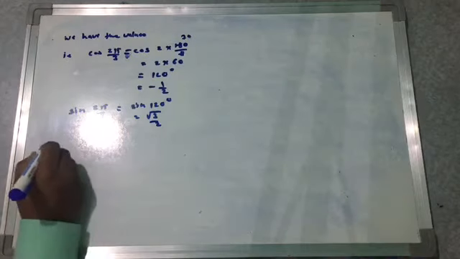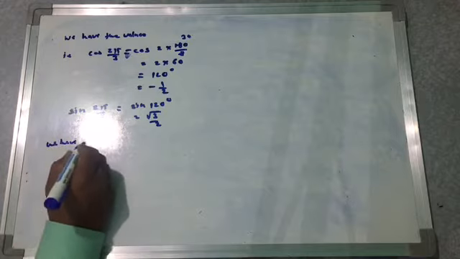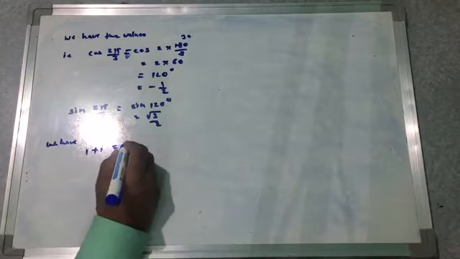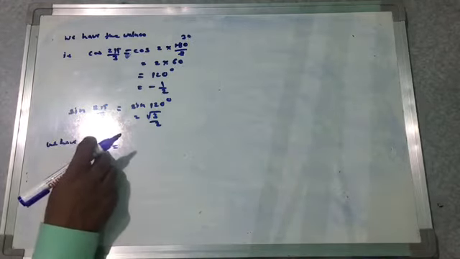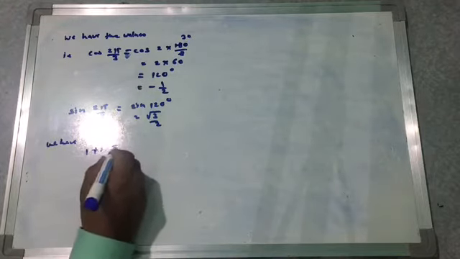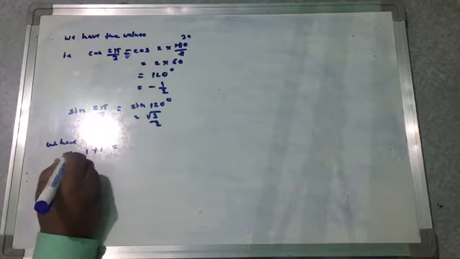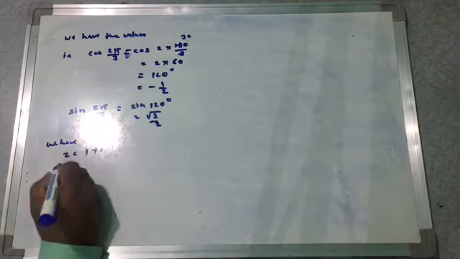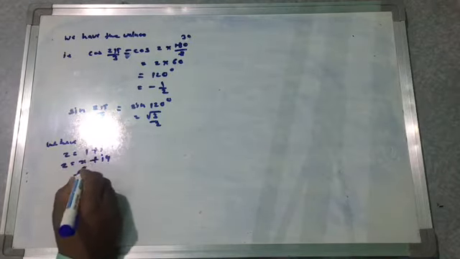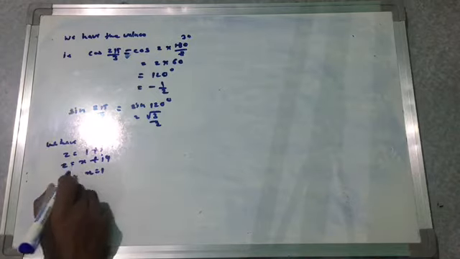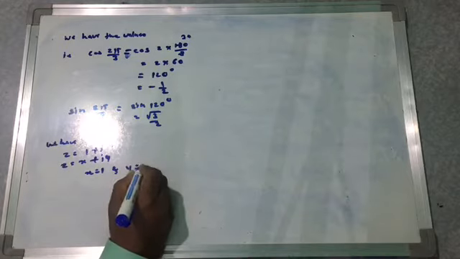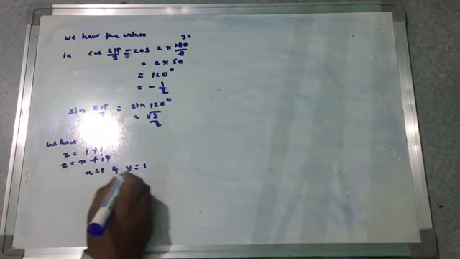Then we have again 1 plus i. This point lies in the first quadrant. So we have to compare this, as z is equal to 1 plus i. Again, z is equal to, we have to take the general form x plus iy. Hence, while comparing these two, x is equal to 1 and y is equal to 1.